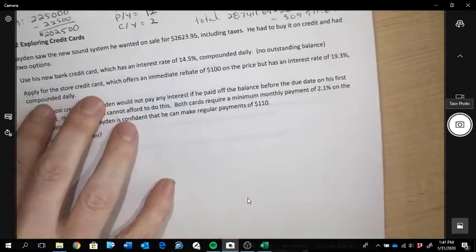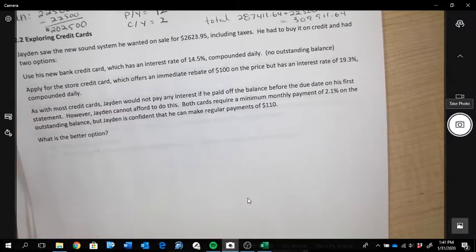Okay, exporting credit cards. Jaden saw the new sound system that he wanted was on sale for $2,622.95, including taxes. He had to buy it on credit and had two options. Use his new bank credit card, which has an interest rate of 14.5% compounded daily, or apply for the store credit card, which offers an immediate rebate of $100 on the price but has an interest rate of 19.3% compounded daily. As with most credit cards, Jaden would not pay any interest if he paid off the balance before the due date on his first statement.